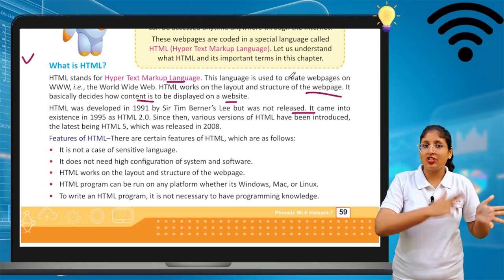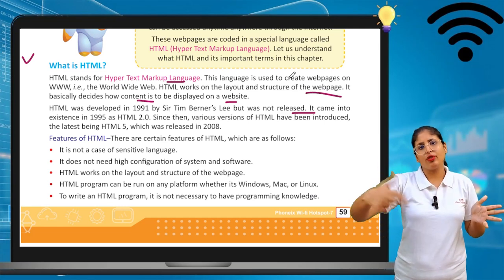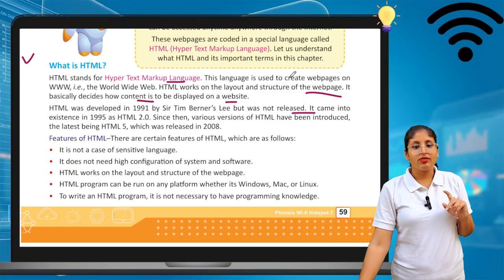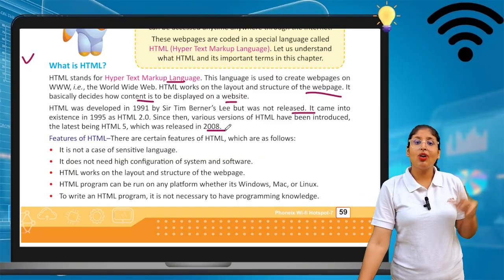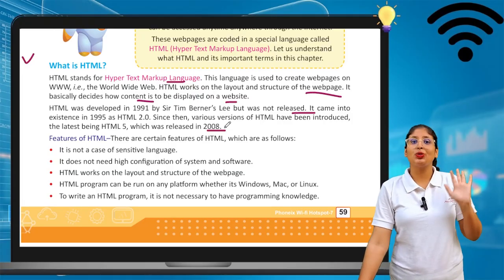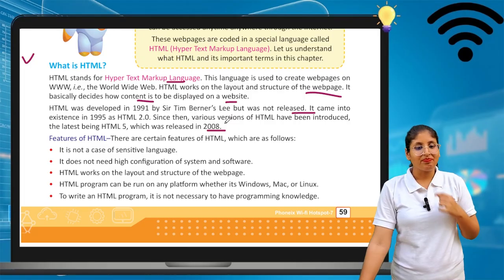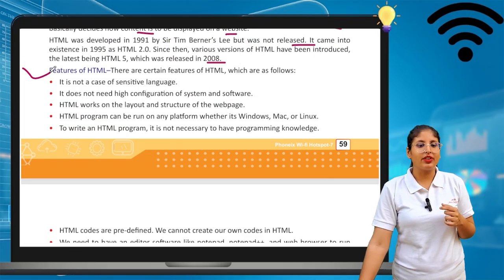Of course, there are HTML versions 1, 2, 3, 4, 5. Nowadays we are using HTML5, which was released in 2008. Now it is 2025, so maybe the latest version is different from this version. Okay, so let's see the features of HTML.